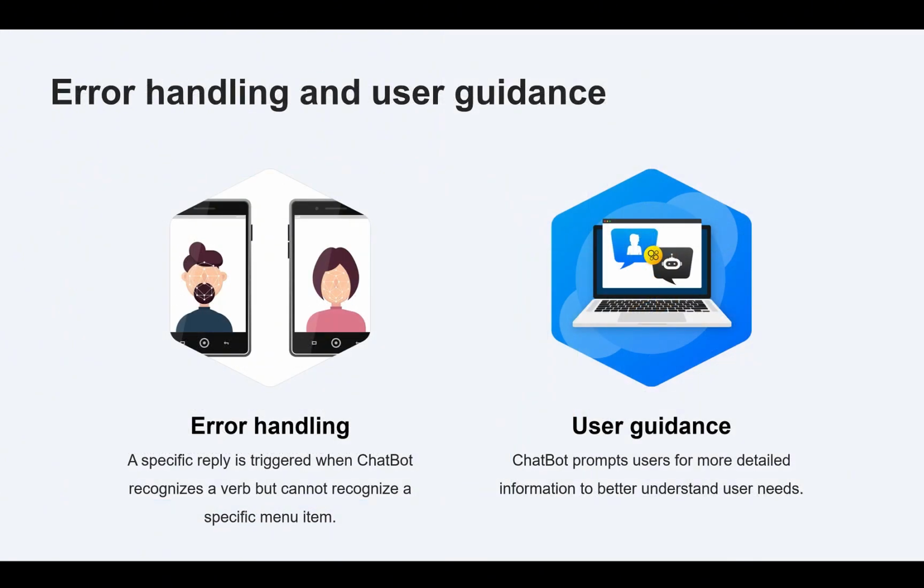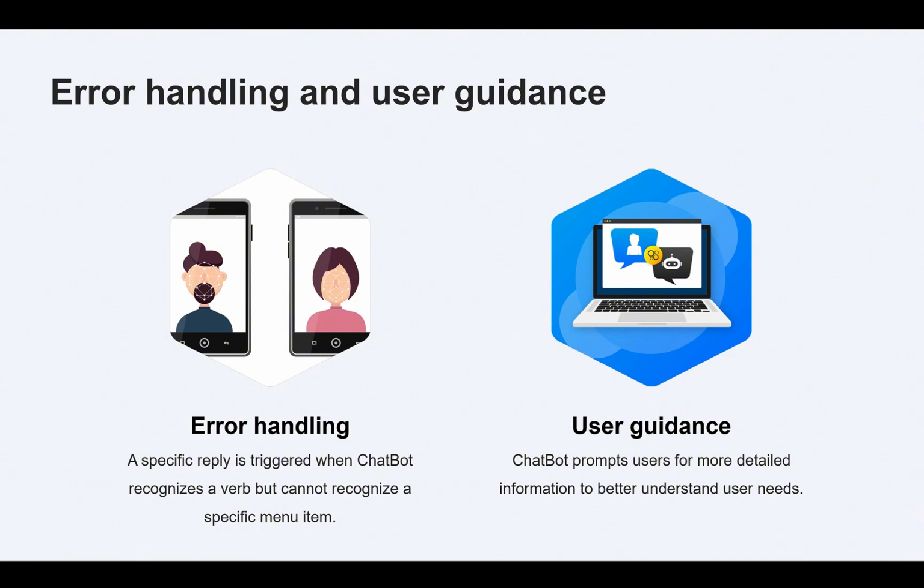Error handling and user guidance. If the chatbot recognizes a verb such as order, want, need, or get in the user's input but fails to identify a specific menu item, it will trigger a specific response. The simple code looks like this.